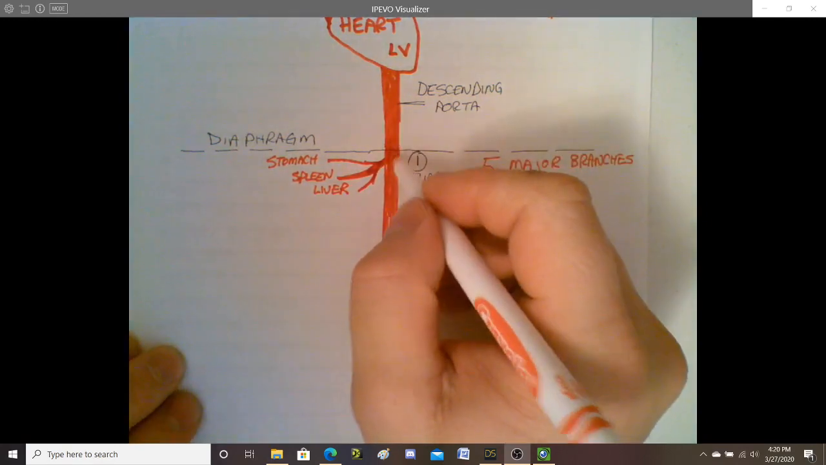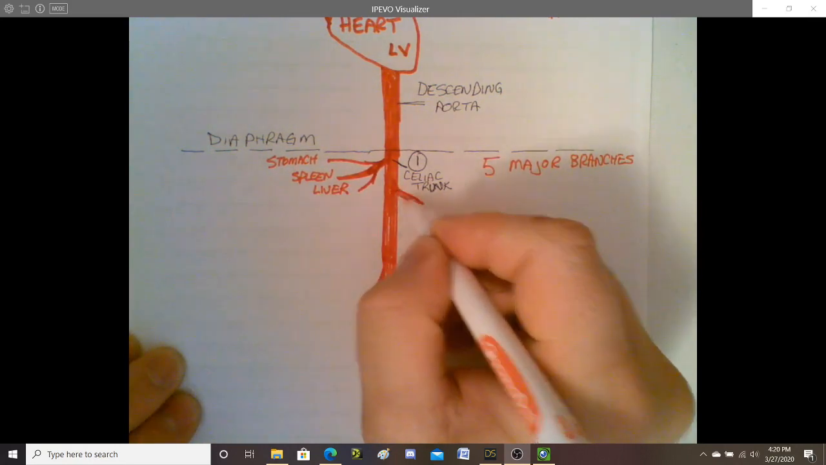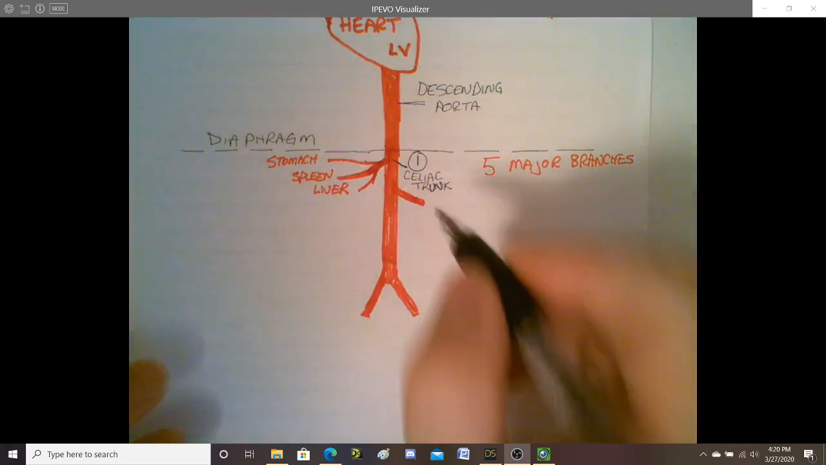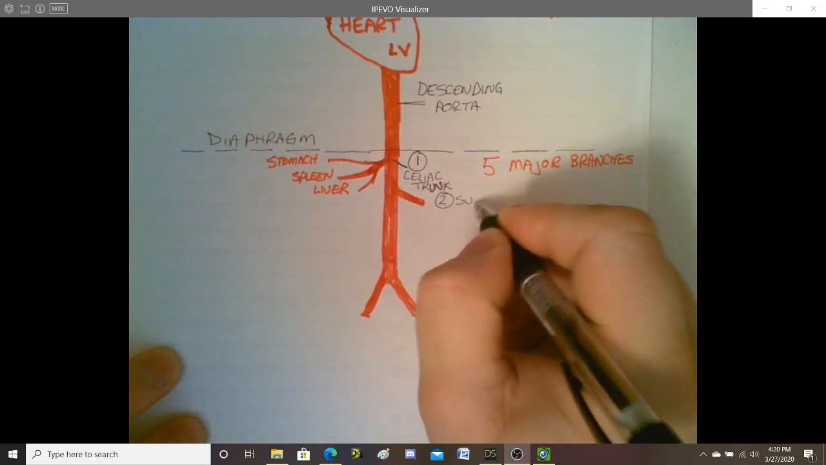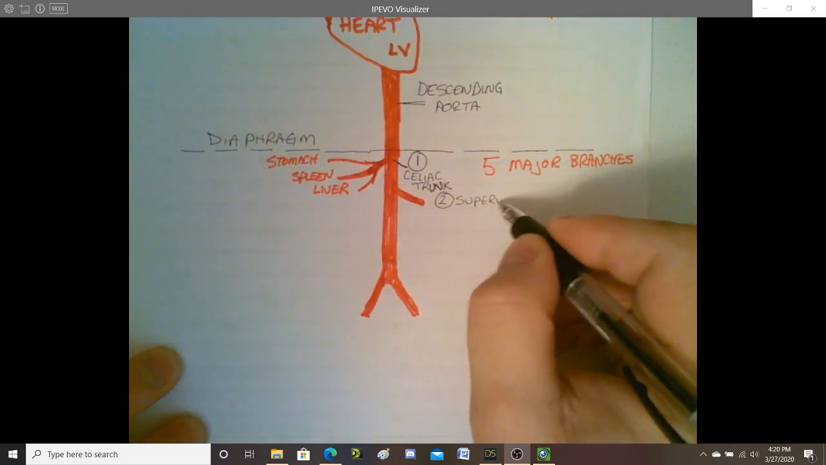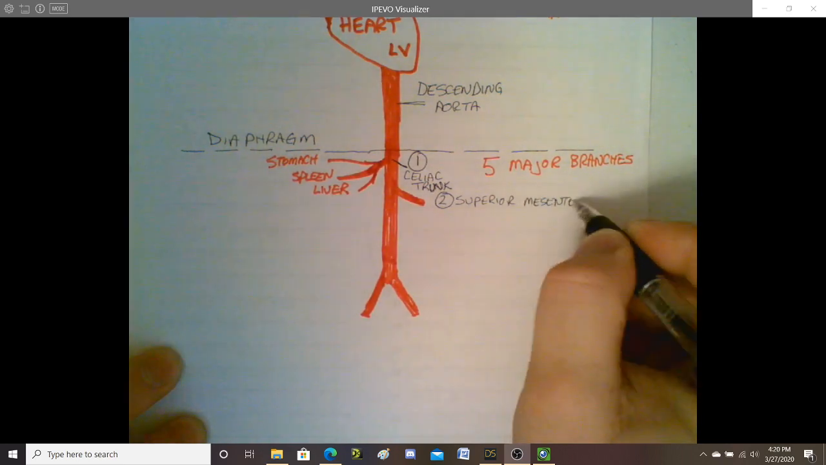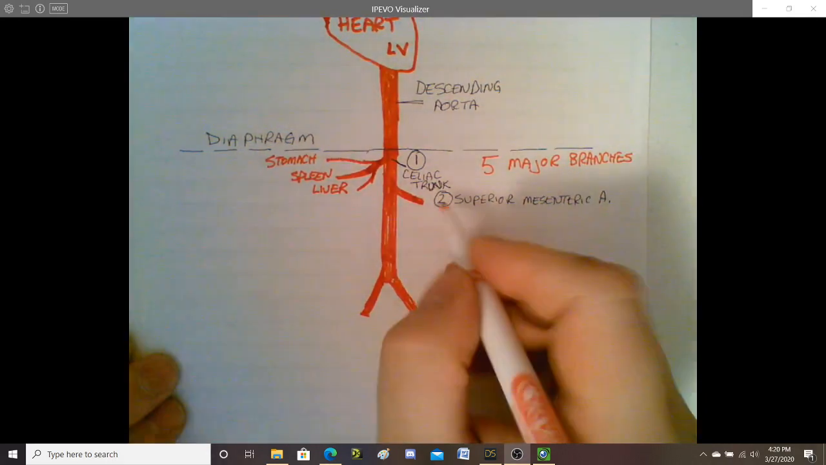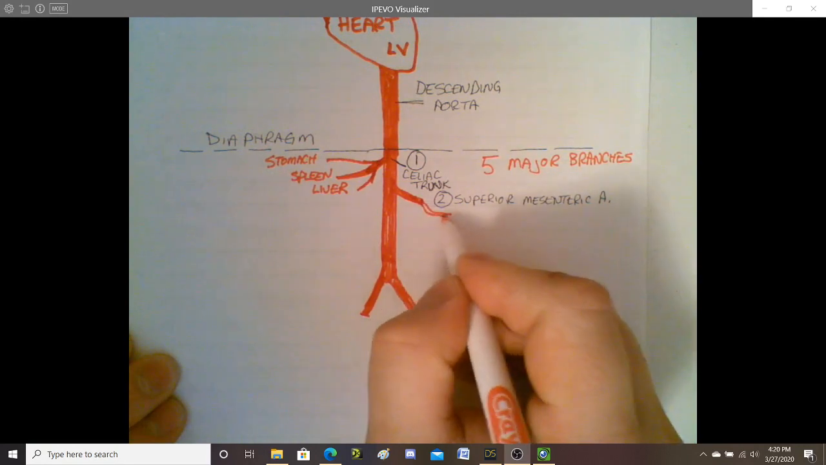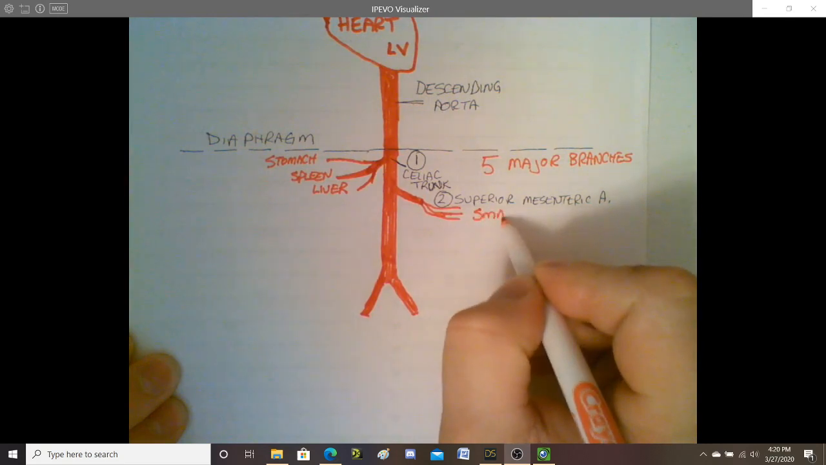Now, right below the celiac trunk, you're going to see another branch coming off. And this branch is known as the superior mesenteric. So number 2. Superior mesenteric artery. And it is going to branch a lot as it goes to your small intestine.